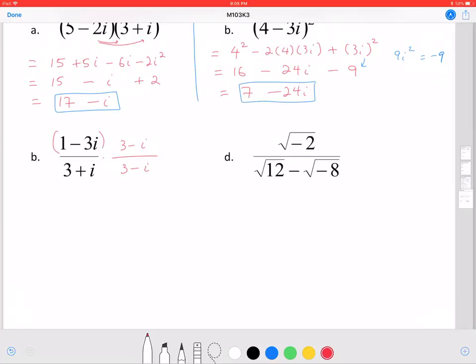So here we do need to do this so-called FOIL. Let's see what we get. In the numerator, 1 times 3 is 3, minus i, minus 9i, plus 3i squared.